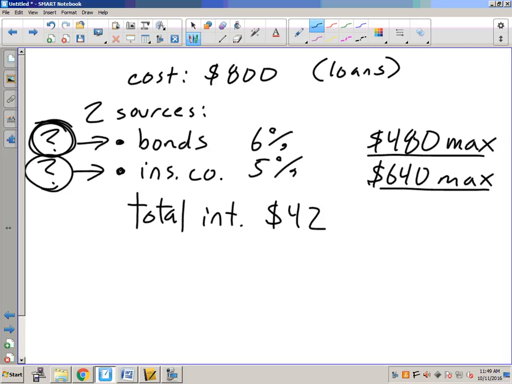Okay? We are not going to use these values at all until the very end of the problem, once we figure out exactly how much we're investing in bonds, and how much we're getting out of bonds and how much we're getting out of insurance. You understand that those 480 and that 640 are just maximum values. That's just the limit on what we can borrow. We're not going to use them because we don't know for sure how much we're going to need to borrow from each. Questions? All right, this one's confusing.